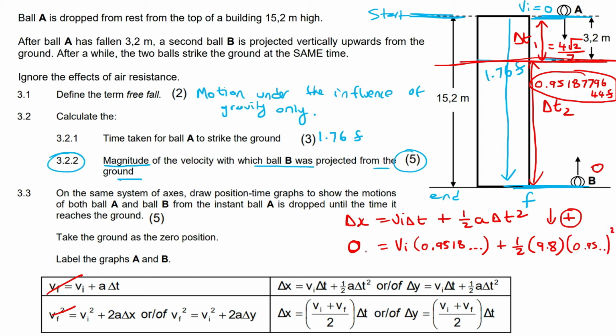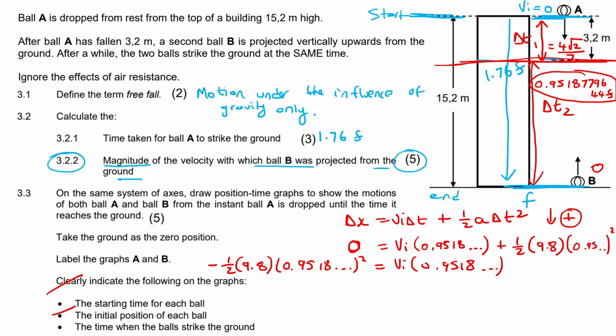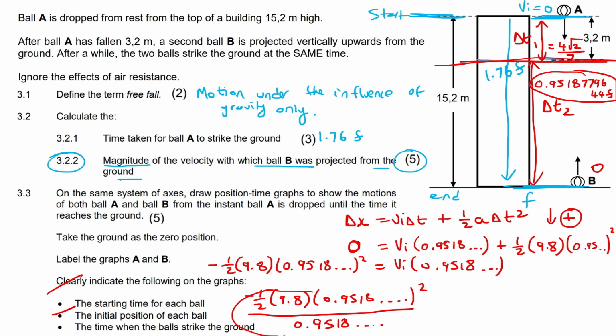Okay, so what we can do now is, I think we're trying to get this by itself. So let's bring all of this over to the left. So we'd end up with negative, and then this long number squared, and that's equal to this over here, that long number. Now, let's do a little hack. We know that we're going to have to divide by this to get the initial velocity by itself. So we're going to end up with this long number squared divided by the long number. If you're comfortable with maths, you might think you can just cancel and be left with one of these. But if you want, just type it like that on your calculator, and that's equal to the initial velocity.